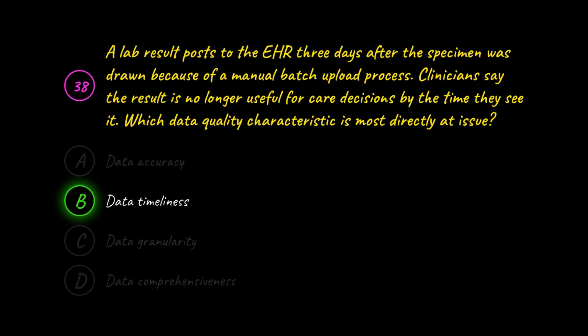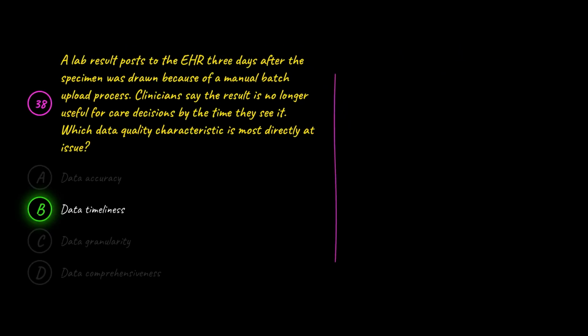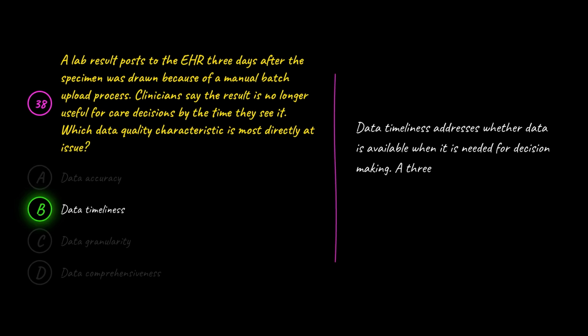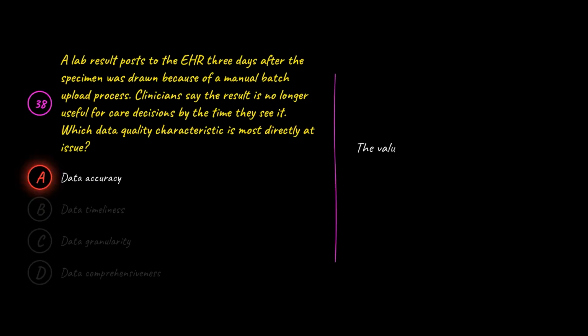The correct answer is B. Data timeliness. B is correct because data timeliness addresses whether data is available when it is needed for decision making. A 3-day lab makes the result too late to drive care, which is a timeliness failure. A is wrong because the value itself may be accurate. The problem is how long it took to reach the clinician.